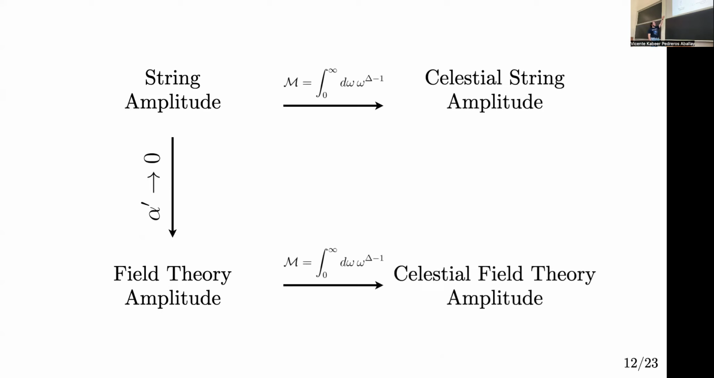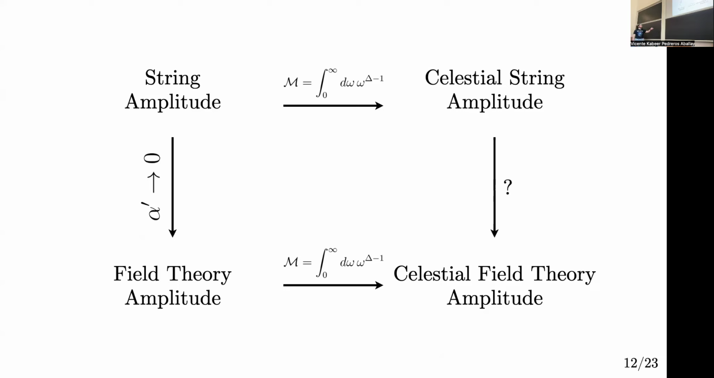Okay, so now this is in momentum basis. And I've said before that you can go from momentum basis to the celestial basis by performing a Mellin transform. So you can individually translate each corner into the celestial sector. So we can have the celestial string amplitude and the celestial field theory amplitude. Now the question arises naturally, right? Is there any way that we can go from celestial string amplitude to celestial field theory amplitude? That's the question that we have to answer.